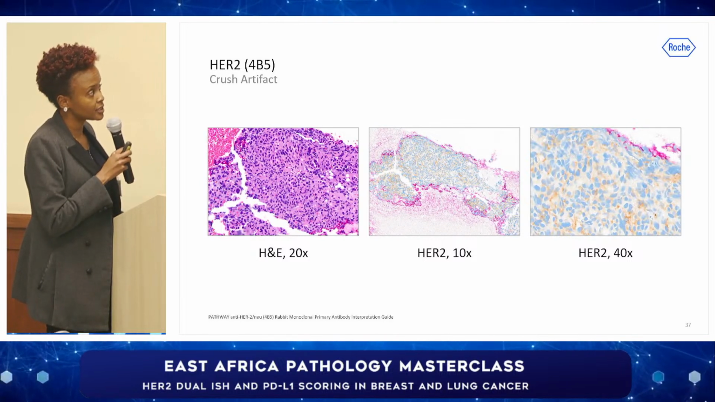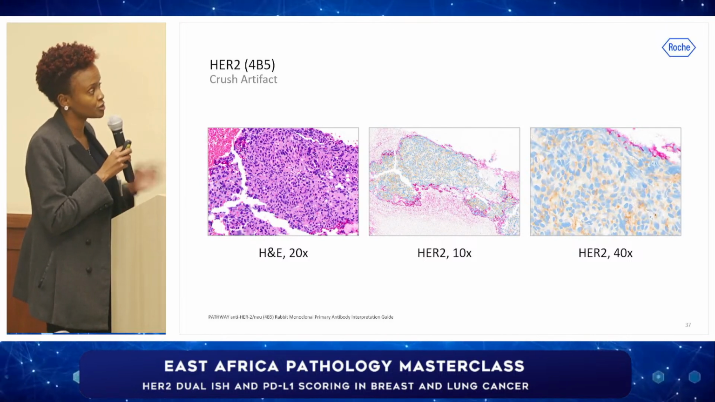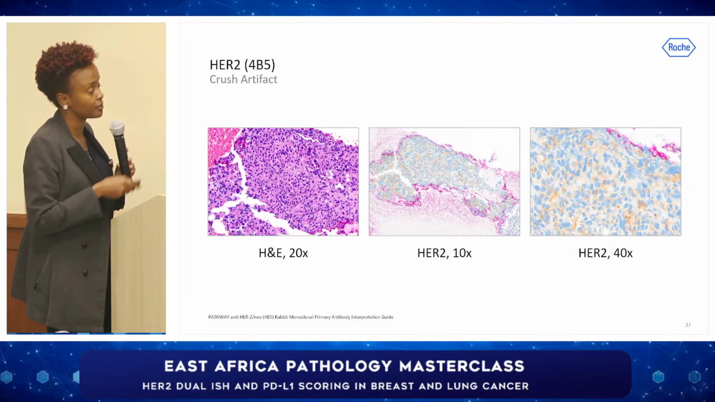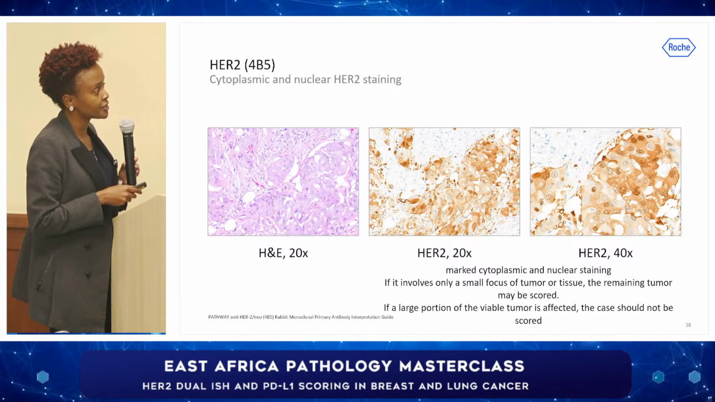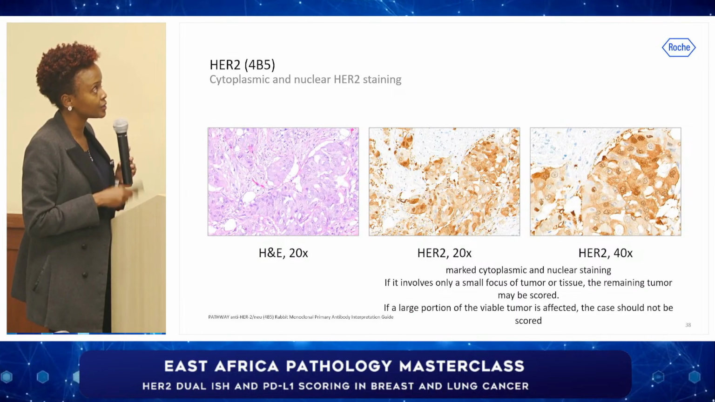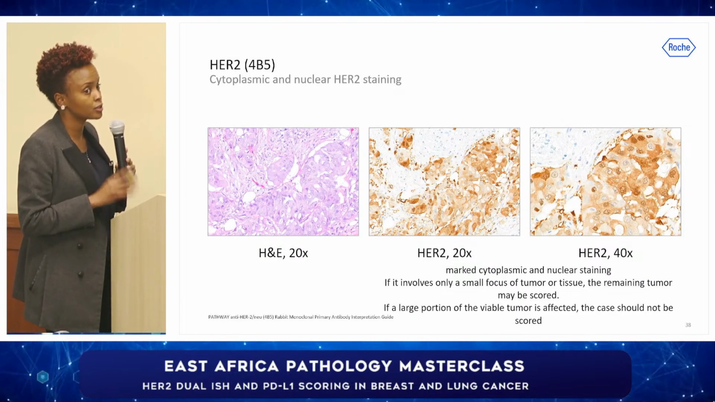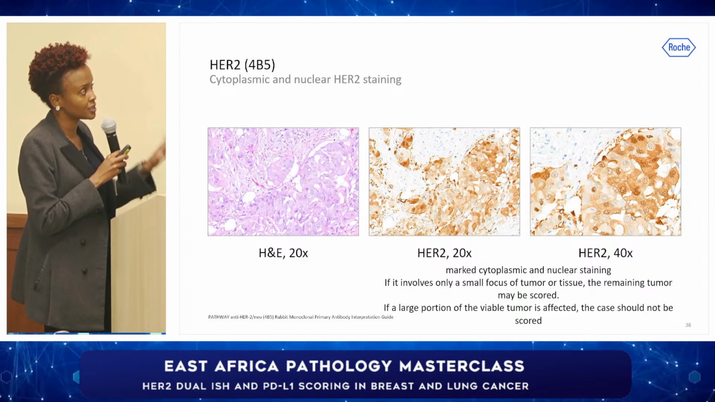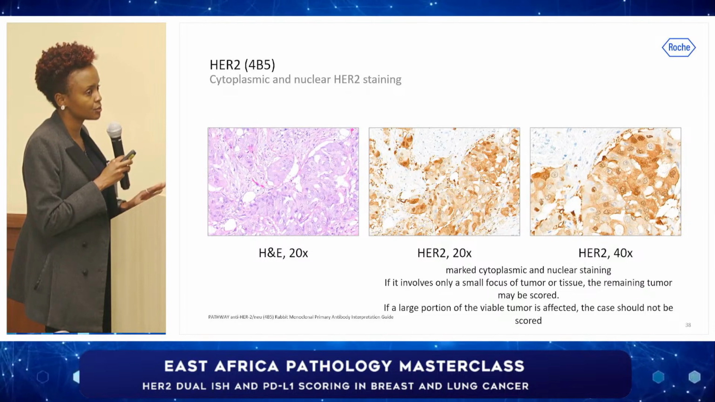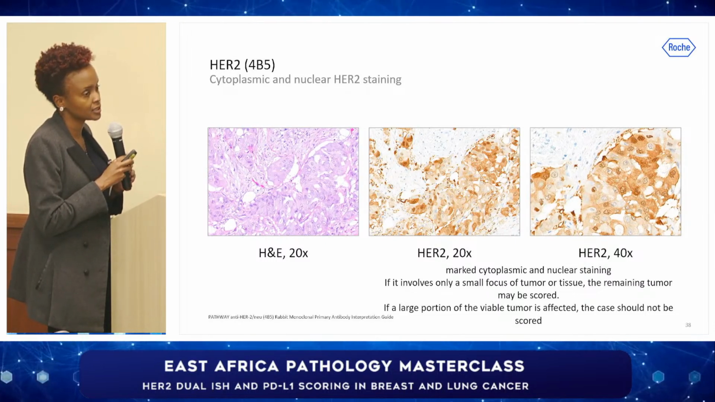Crush artifact can also occur, which would result in quite a bit of non-specific background staining. And again, just to reiterate for the final time, cytoplasmic and nuclear staining should be disregarded when it comes to scoring HER2. So this is not a 3+ case, okay? You would have to repeat in such a case.